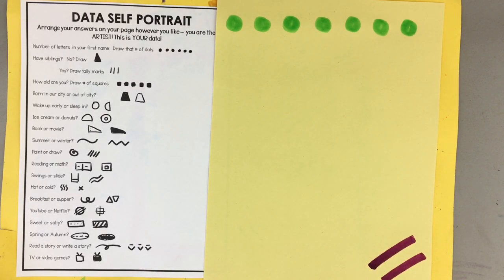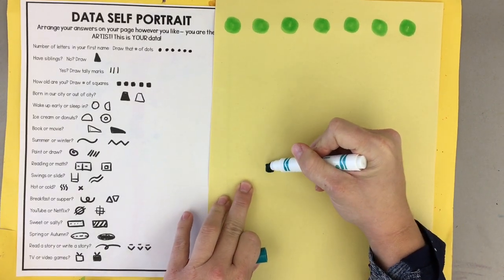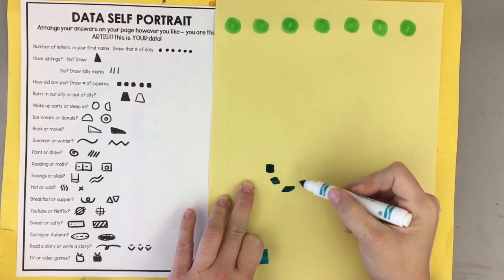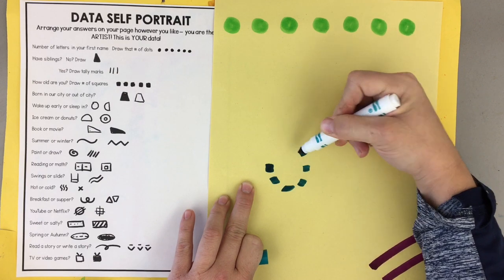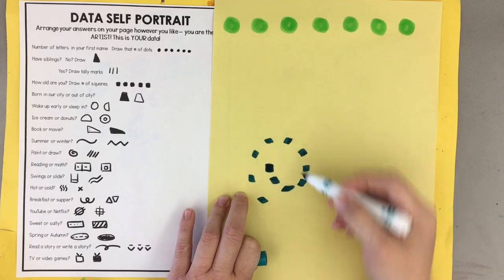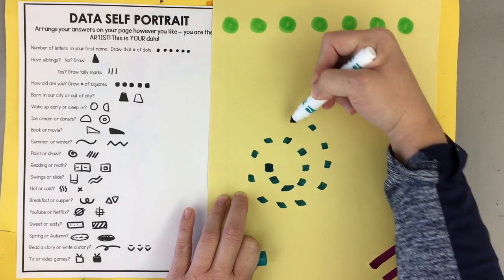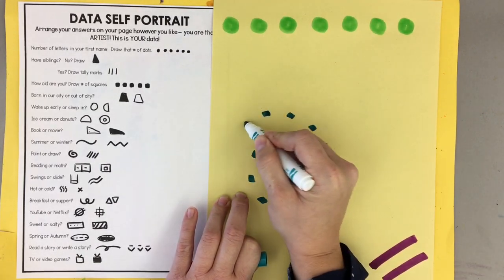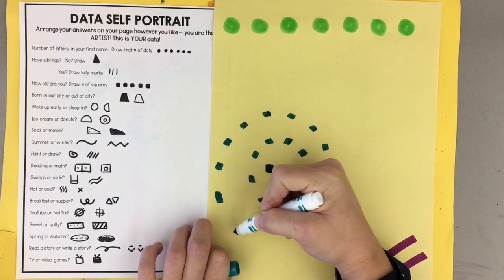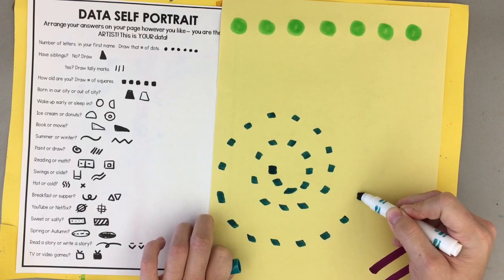How old are you? This is gonna be a lot. I have to draw squares for how old I am. And instead of doing them in a straight line like I've been doing, I'm gonna do a swirl. 1, 2, 3, 4, 5, 6, 7, 8, 9, 10, 11, 12, 13, 14, 15, 16, 17, 18, 19, 20, 21, 22, 23, 24, 25, 26, 27, 28, 29, 30, 31.